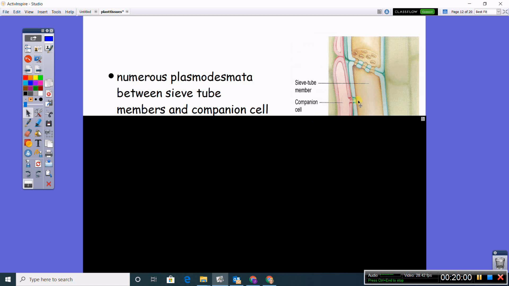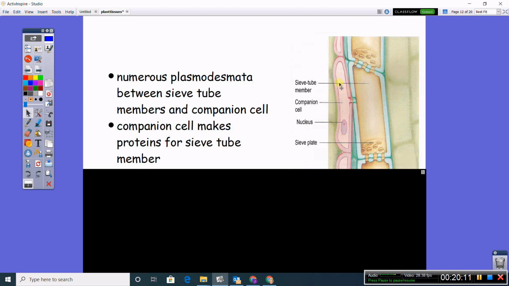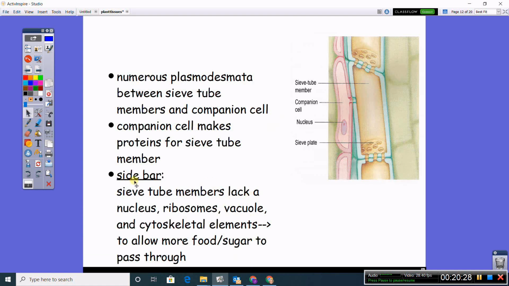So there are numerous plasmodesmata, remember we learned that term in the fall, that connect the companion cell to the sieve tube member. And the companion cell, even though it's not showing you the rough ER and the Golgi and the mitochondria, makes proteins for the sieve tube member, and then those proteins can be transported into the sieve tube member through the plasmodesmata. Okay, so sidebar, sieve tube members lack a nucleus, ribosomes, vacuole, and any parts of the cytoskeleton. And that just allows more food or sugar to pass through.